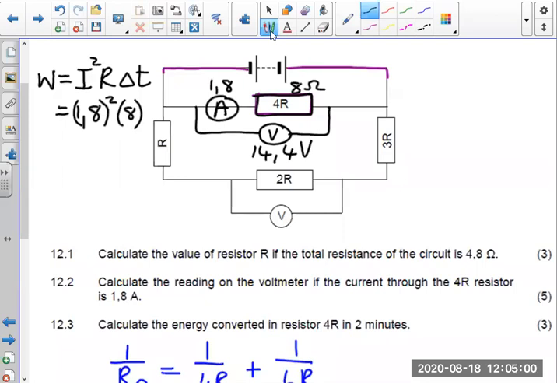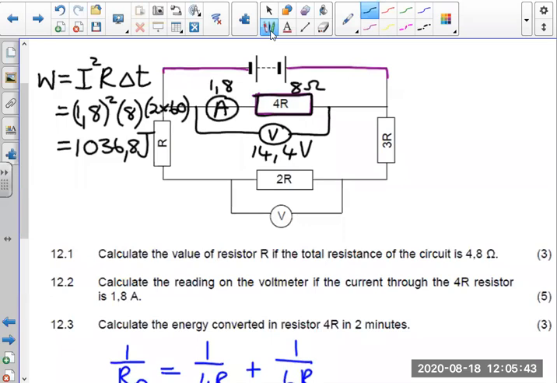And the time that we're going to use, they say it's 2 minutes, and minutes to seconds is times 60. So it's 2 times 60. And then when we work this out, we're going to get an answer of 1036,8 joules. That would be the answer. So it's 1,8 to the power of 2 times 8 times 2 times 60, because we have to use seconds and not minutes, and then you get your answer, which is 1036,8 joules, as you can see there. Okay.